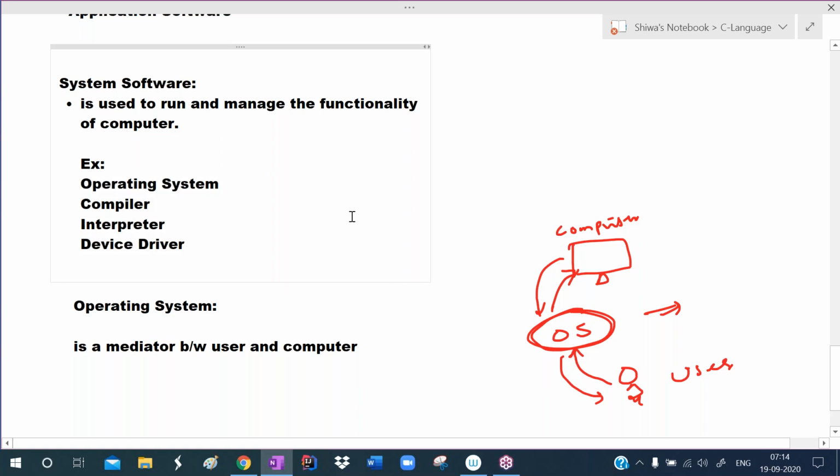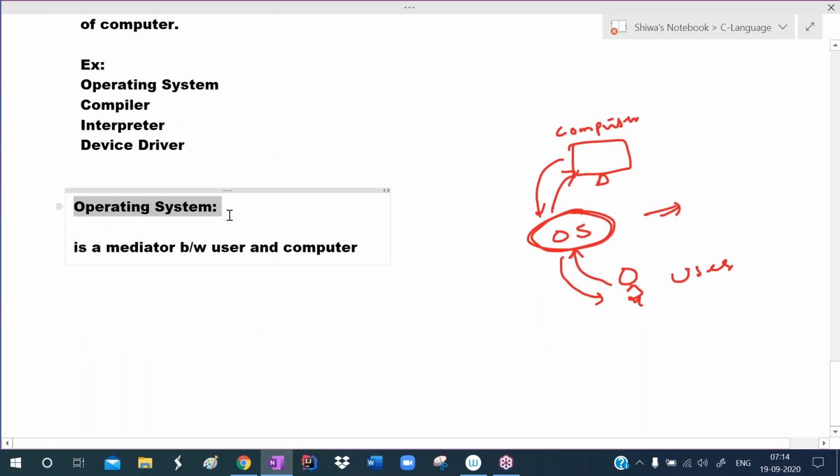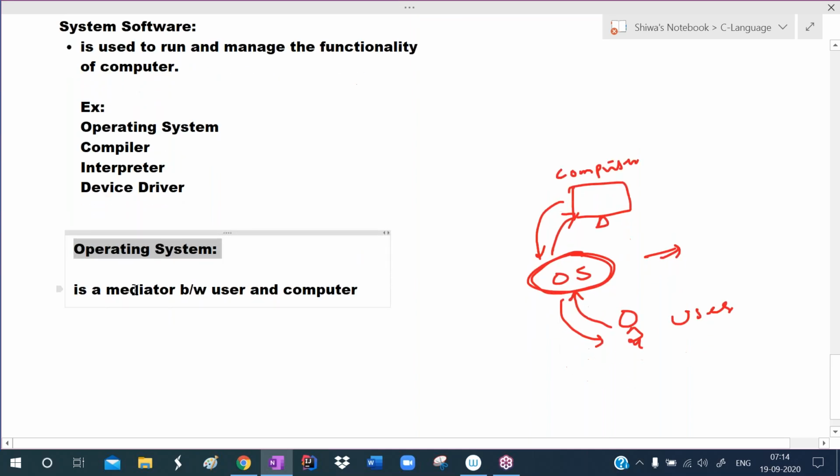Then what is an operating system? Listen, the operating system is the mediator between user and computer. Now we are the users. We want to communicate with the computer. If we want to communicate with the computer, we must install the operating system in that computer. Then only we can communicate with the computer.